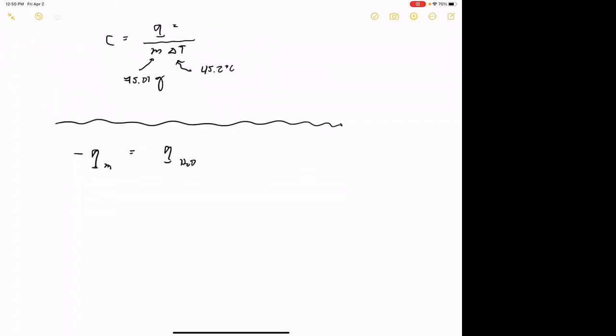Okay, so now let's go ahead and plug everything in. Minus C for the metal times the mass of the metal times the delta T of the metal, which I'll call the T final minus the T initial of the metal, has to equal the Q of the H2O, which is the C for the H2O times the mass of the H2O times the delta T of the H2O. So that's T final minus T initial for the water. Okay, and what were we after? We were after the specific heat of the metal, weren't we?